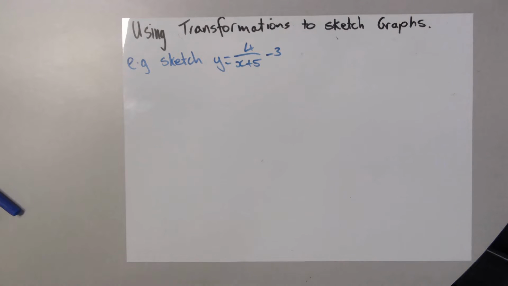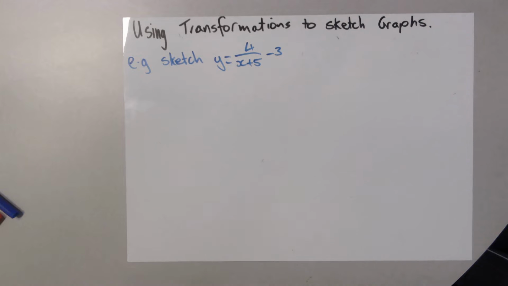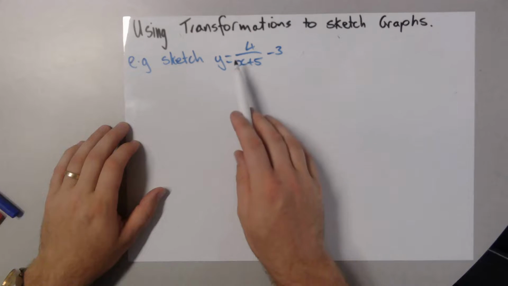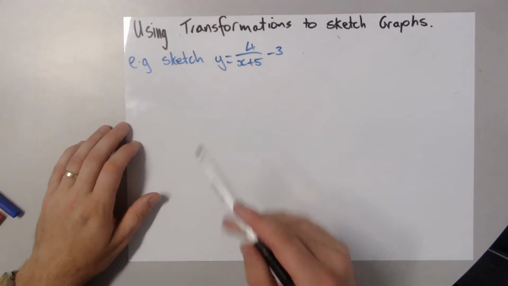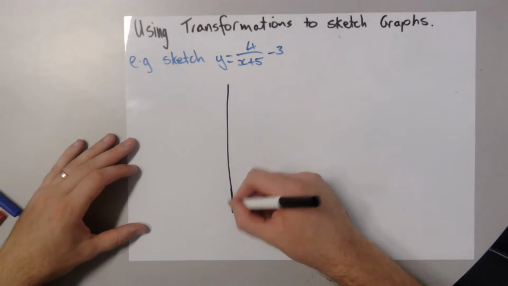So this is one of those topics that brings everything together in a really nice way. It's also best done with some examples. Our first one is: sketch y equals 4 divided by x plus 5, take 3. The first thing we're going to need is a set of axes.